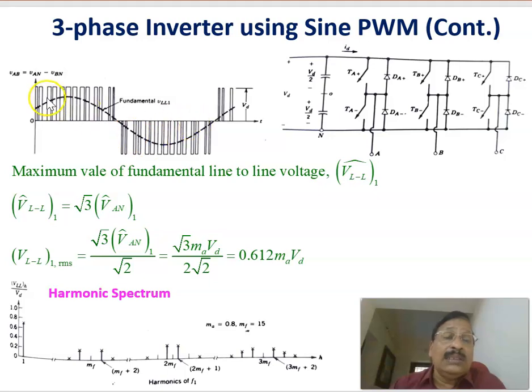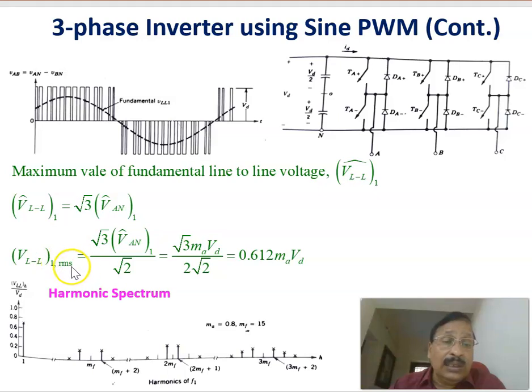Now we have to calculate what is the fundamental line voltage. Let us see how it is being calculated. The maximum value of the fundamental line-to-line voltage is equal to root 3 times the maximum value of the fundamental phase voltage. Root 3 times the maximum value of the fundamental phase voltage is the maximum magnitude of the fundamental line-to-line voltage.